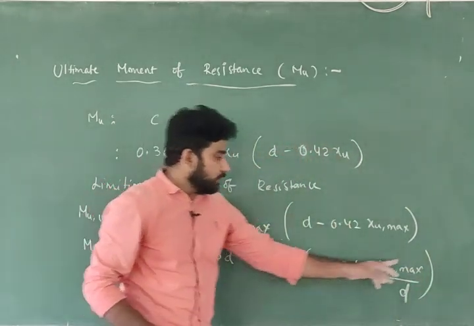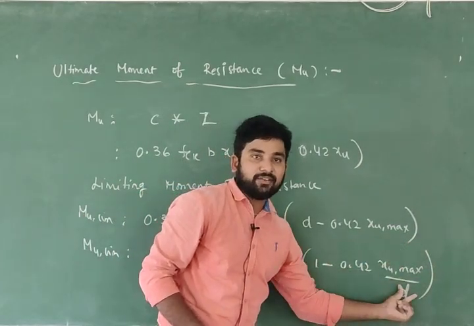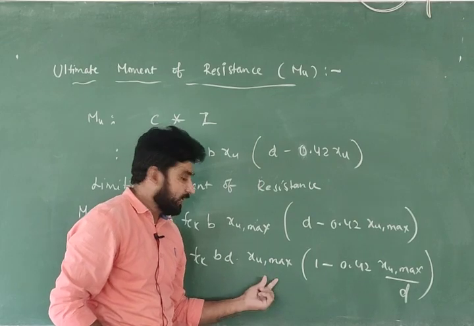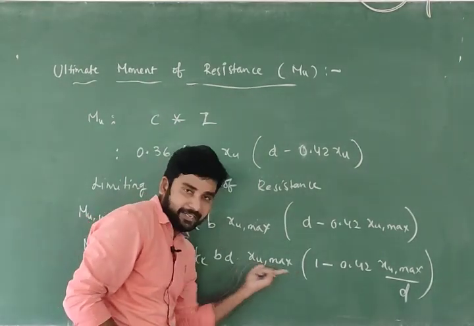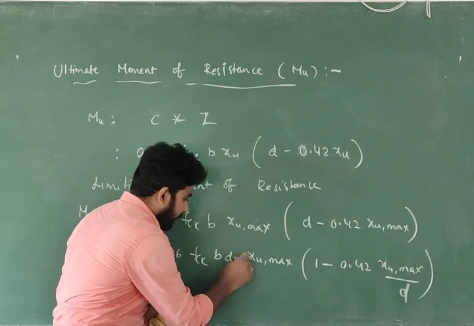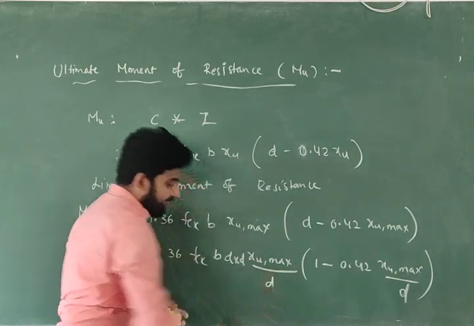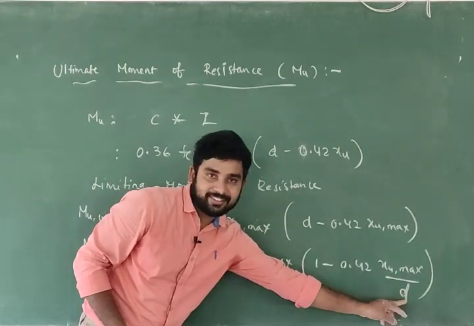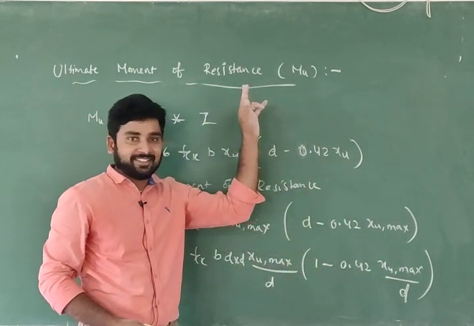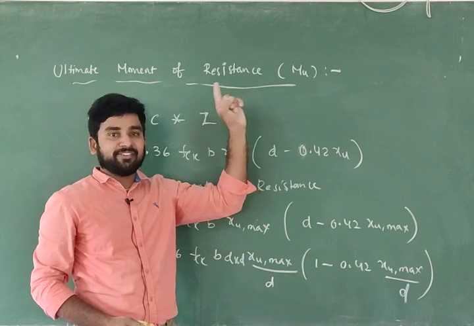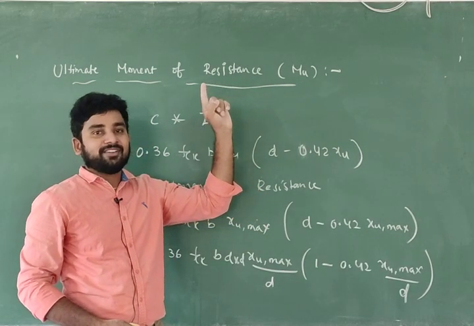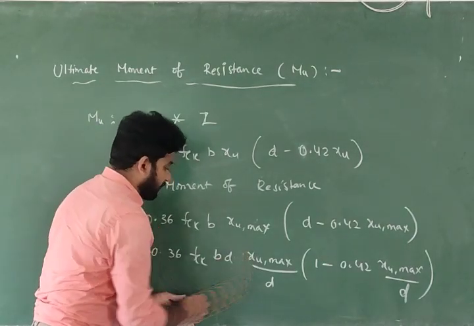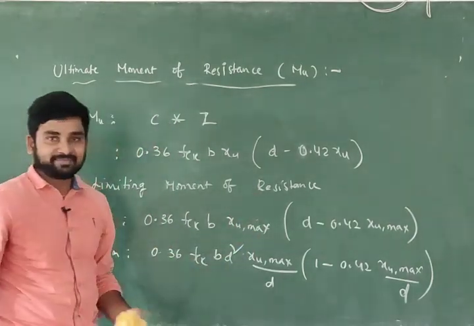So already we know the Xu maximum by d value. Similarly here also I need Xu maximum by d. If I want it here also by d, what should I do? Multiply and divide with d. Then I will get the Xu maximum by d format. So please recollect, Xu maximum by d we found already for different grades of steel. So d into d becomes d square.